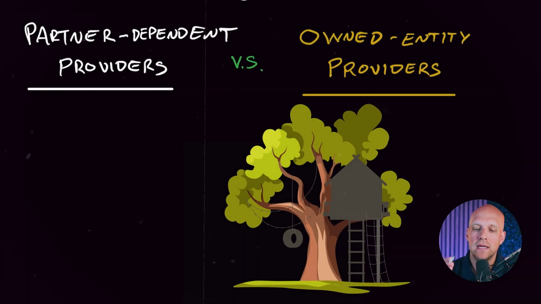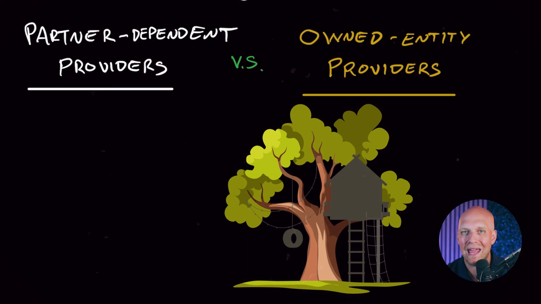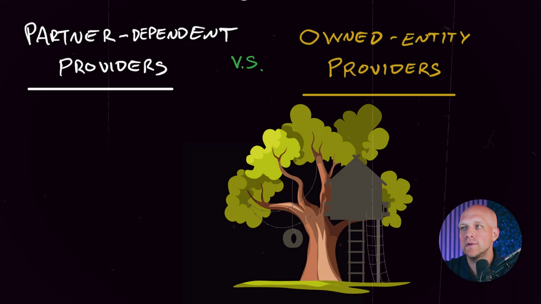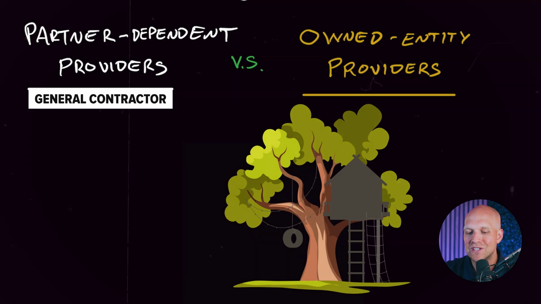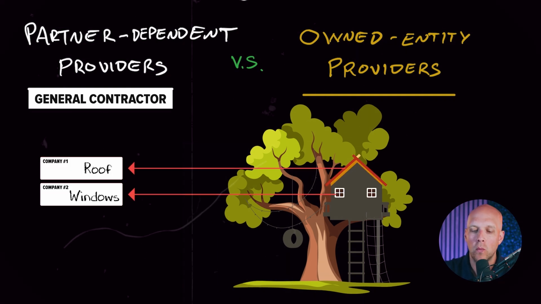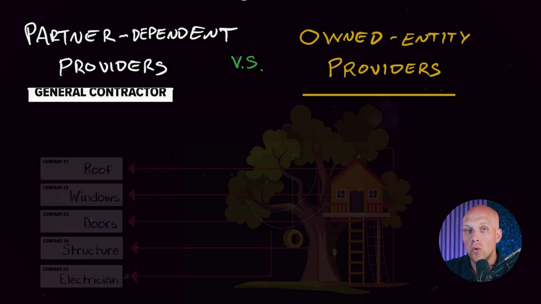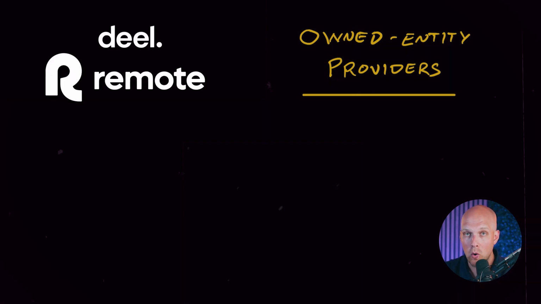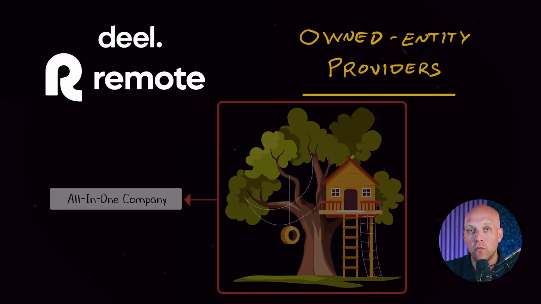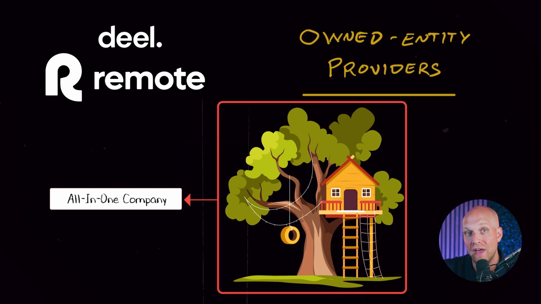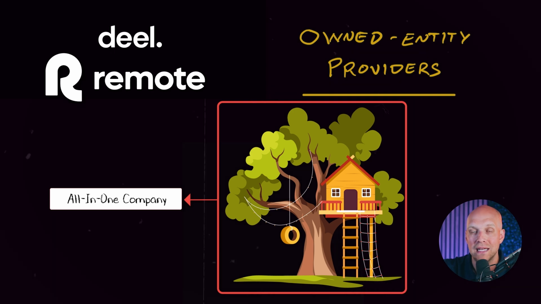The other thing you want to consider is partner-dependent providers versus owned entity providers. When you're looking at this treehouse here, and maybe this is a silly analogy, a partner-dependent provider is like a general contractor. They're not really swinging the hammer. They're hiring a roofer, a window guy, a door guy, somebody to do the structure, maybe an electrician, and they're subcontracting out all those services. With an owned entity provider, such as Deel or Remote, all of that is owned within the platform. So it's like you're hiring one company that is doing everything on this treehouse, and the treehouse is going to be built faster because they can line up their different employees to get things built out.